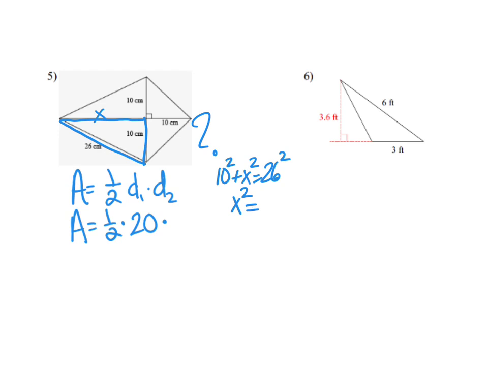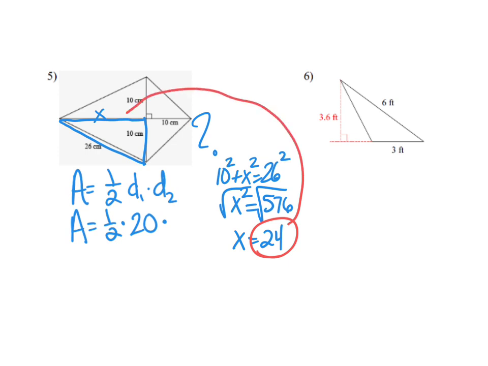I'm left with x squared equals 576 because I subtracted the 10 squared to the other side. That happens to actually be a perfect square. If you take the square root of 576, you probably don't know it off the top of your head, but it comes out nice. It's 24. So what you found is that this 24 is this piece right here. And then if you add in the 10, you have a diagonal measurement of 34. Then we can put that in for the other diagonal.